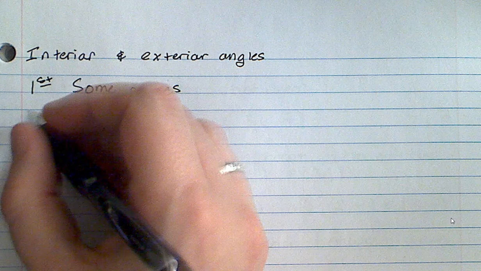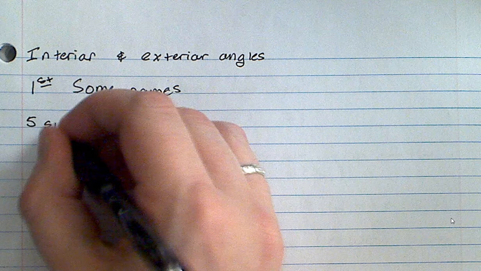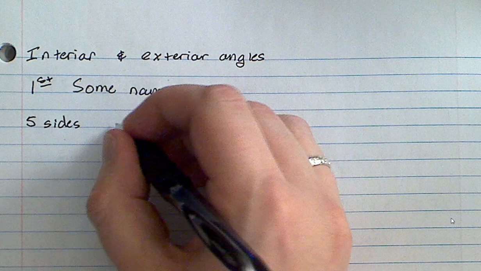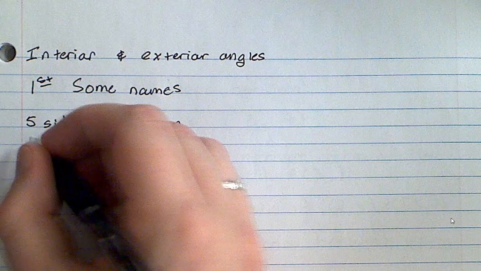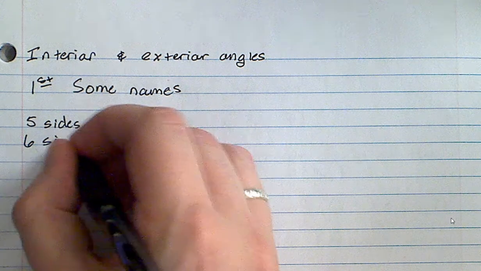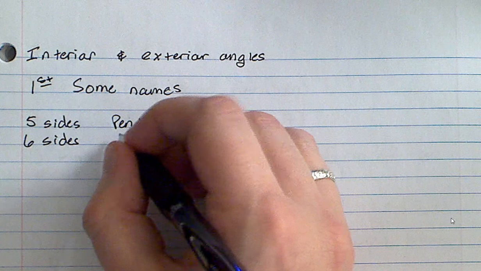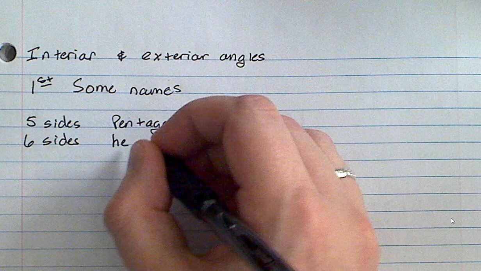So first, some names. If something has 5 sides, it's called a pentagon. 6 sides. Anybody remember what that's called? Octagon. Close. No, it's hexagon.